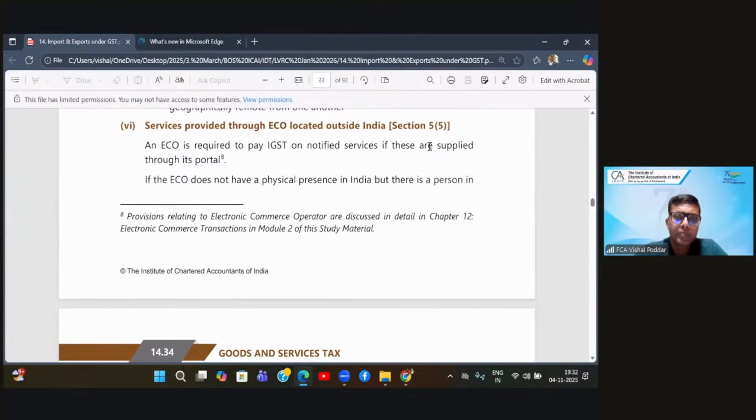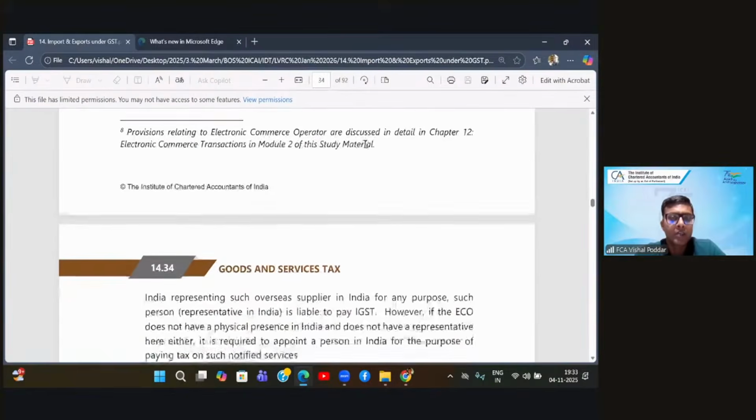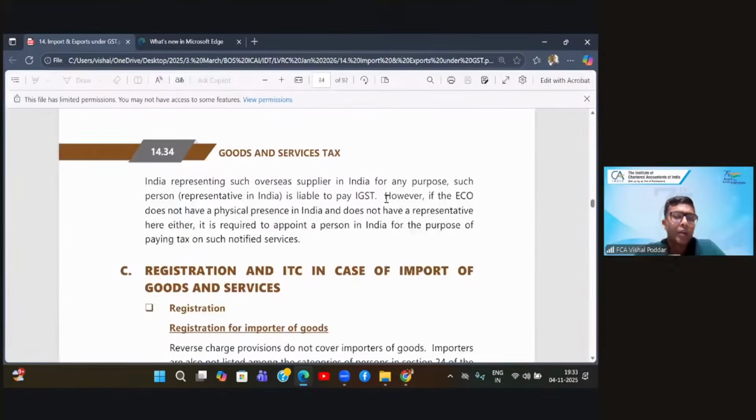Now coming to the next point, certain services when supplied through an ECO, and these are notified services, the tax is payable by the ECO. If the ECO does not have a physical presence in India, then they will have to appoint a person in India. Now we all know what these services are. The best example is Ola Uber. Uber is, I'm sure, a US based app. So for the purpose of complying with 5.5, they will have to take registration in India or they will have to appoint a person in India. Otherwise, they will not be able to provide these online services, because in this case, the ECO, that is the app itself, is the person who is liable to pay tax.